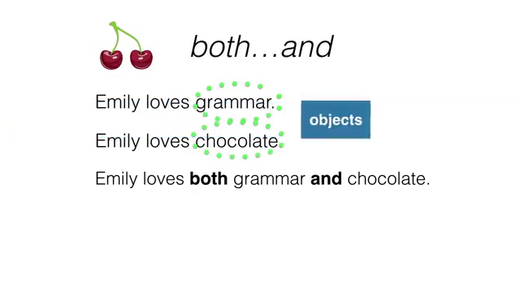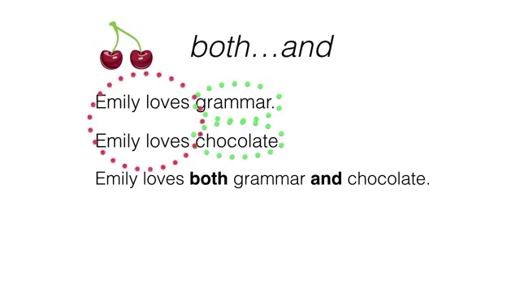They are the objects. The subject and the verb, Emily loves, is the same in the first two sentences. So, the new combined sentence becomes one with a compound object, grammar and chocolate. Notice the verb appears in the third person singular form because it agrees with the subject, Emily.